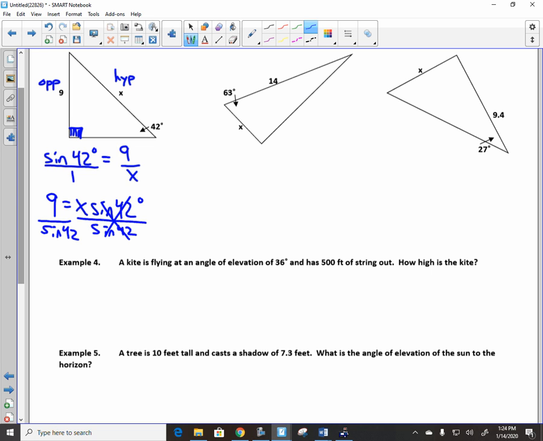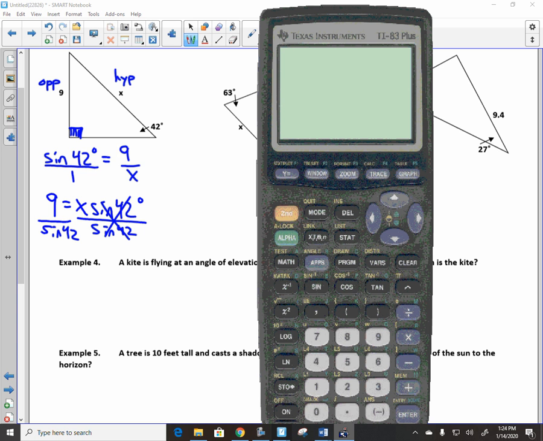So you get x is 9 divided by the sine of 42. So take out whatever calculator device you have right now, and let's make sure that you can come up with this value, because everybody's is different.